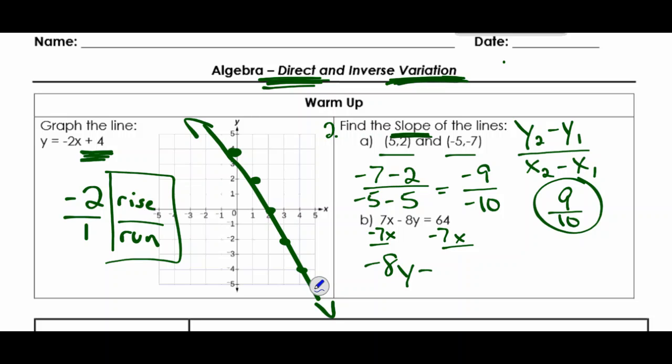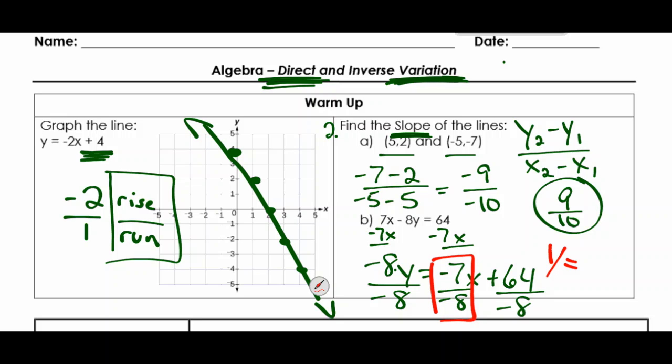Gives me -8y equals, I'm going to put that -7x in front, just so I have it in the right form. Y equals mx plus b. It's almost in that form, but y needs to be completely by itself, so I need to get rid of the -8 that's being multiplied times that y. I'm going to do that by the opposite operation, which means I'm dividing by -8. Divide everything on the other side by -8. So that gives me y by itself. Then I divide -7 divided by -8. That's a positive 7 over 8.